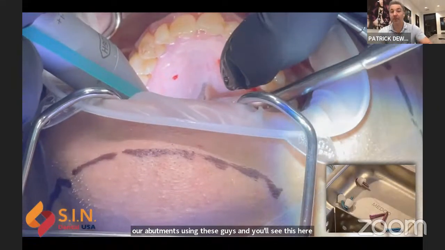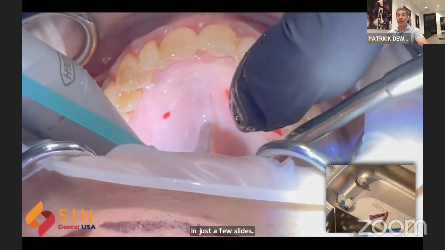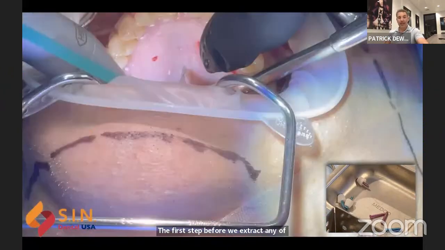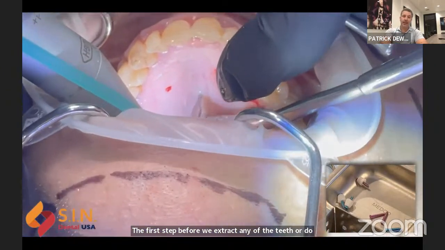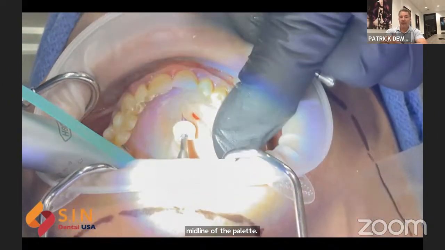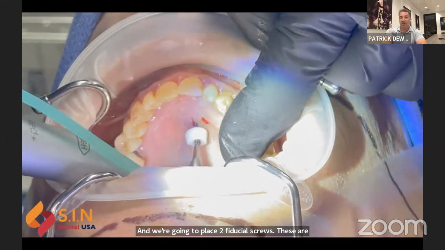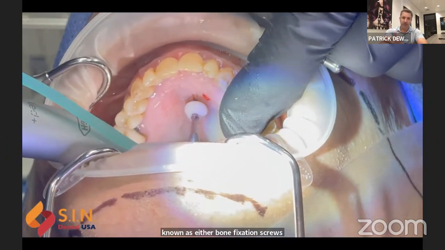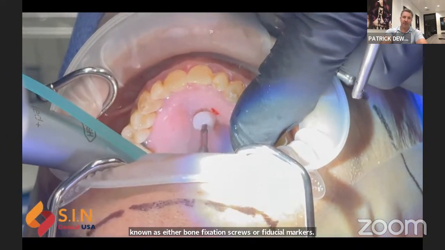The first step before we extract any of the teeth or do any surgery is we're going to make a pilot hole in the midline of the palate, and we're going to place 2 fiducial screws. These are known as either bone fixation screws or fiducial markers. Here's the case. We're placing our first one.